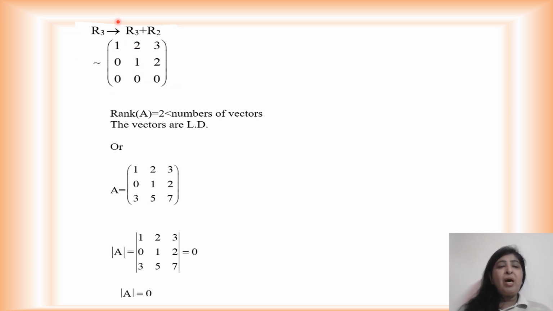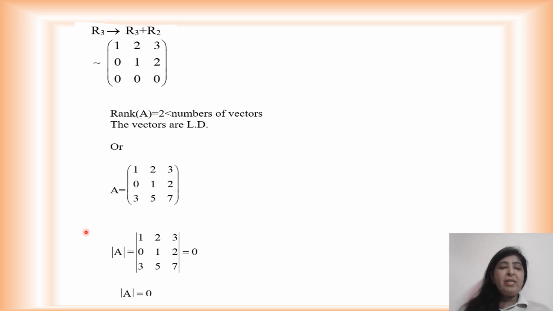Now the pivots are 1 and 1. Two pivots are there. So this means the rank of this matrix A is 2, and the number of vectors is 3. So the rank is less than the number of vectors. This implies the vectors are linearly dependent.